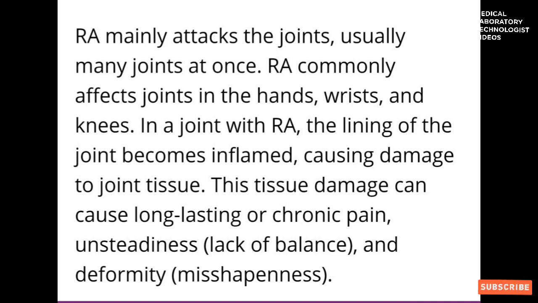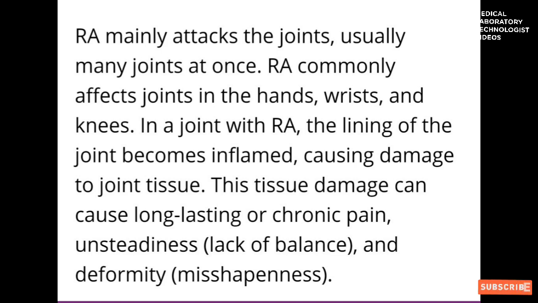In a joint with rheumatoid arthritis, the lining of the joint becomes inflamed. That causes damage to the joint tissue, and this tissue damage can cause long-lasting and chronic pain, unsteadiness meaning lack of balance, and deformity, so the shape of the joints will also change.